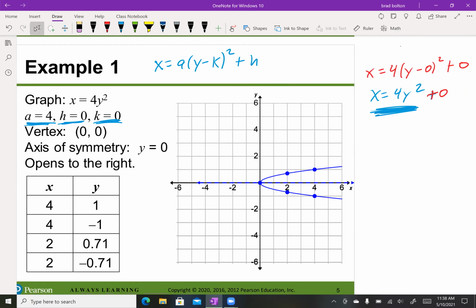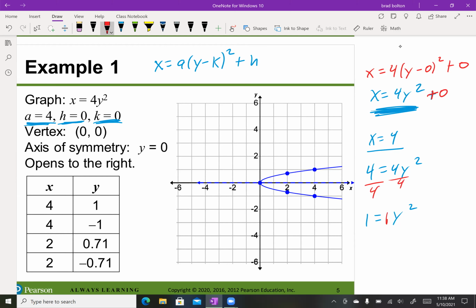So let's take a look at this. Let's build a little table. So basically what I'm going to do is show you guys how they use these to get these. Okay. So the first thing they did is they said, well, what if x equals 4? Okay. So they said 4 equals 4y squared. And we divide both sides by 4. We divide both sides by 4. So we get 1 is equal to y squared.